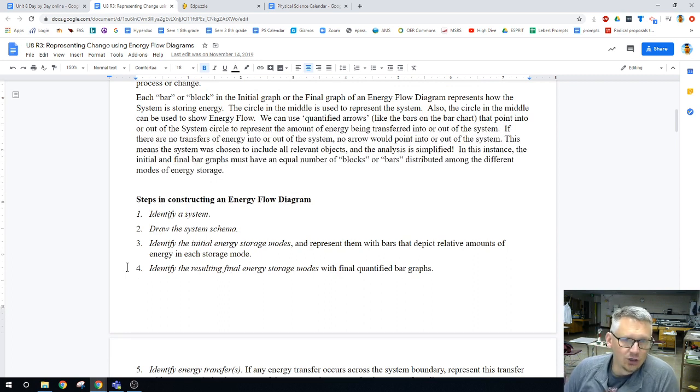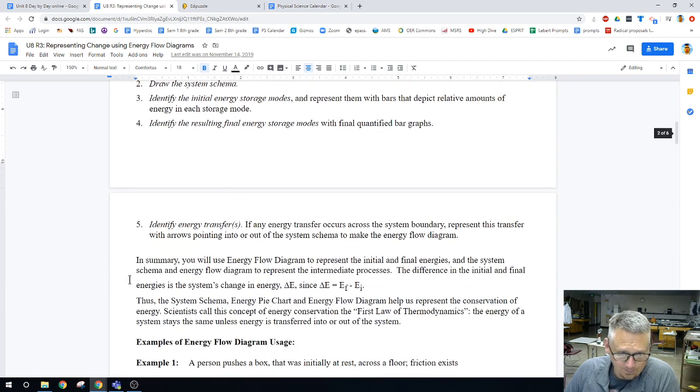Steps in constructing an energy flow diagram. Identify a system. Draw the system schema. Identify the initial energy storage modes and represent them with bars that depict relative amounts of energy in each storage mode. Identify the resulting final energy storage modes with final quantified bar graphs. Identify energy transfers. If an energy transfer occurs across the system boundary, represent this transfer with arrows pointing into or out of the system schema and make the energy flow diagram.